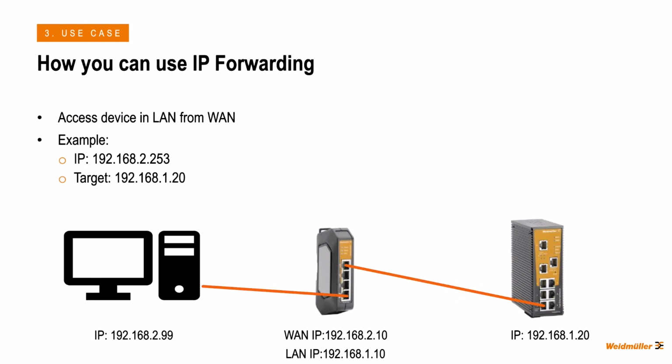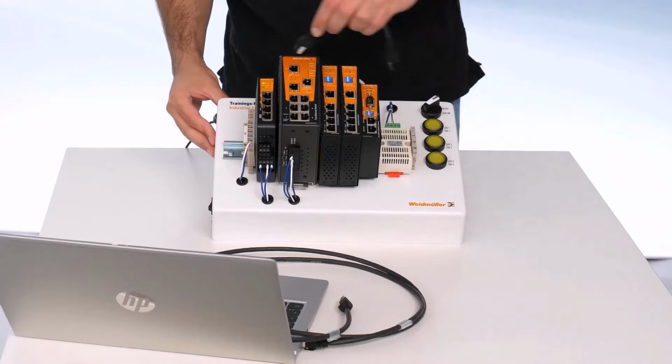In this example, we want to access a device in the local network from the one side. The incoming traffic will be forwarded to an internal device. Let's connect the devices.